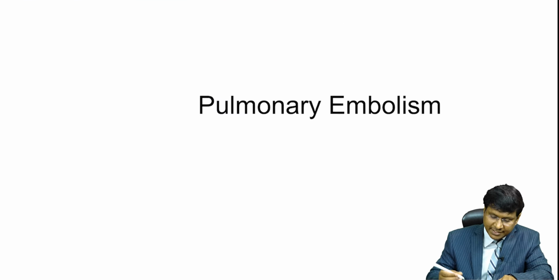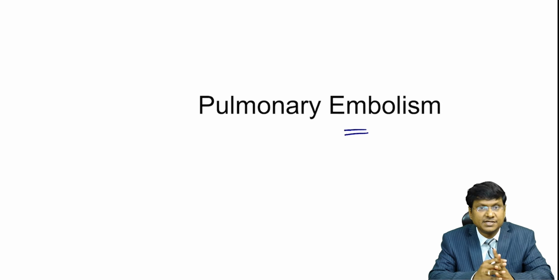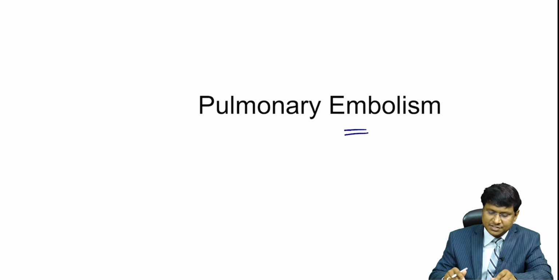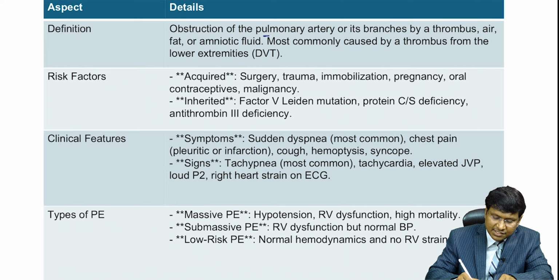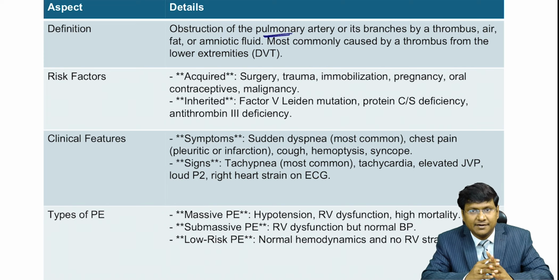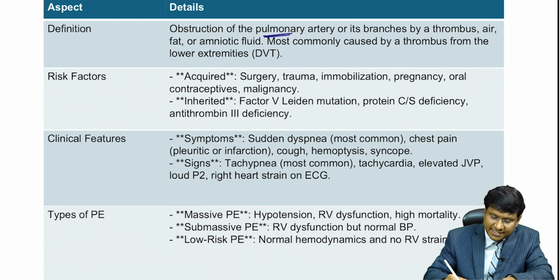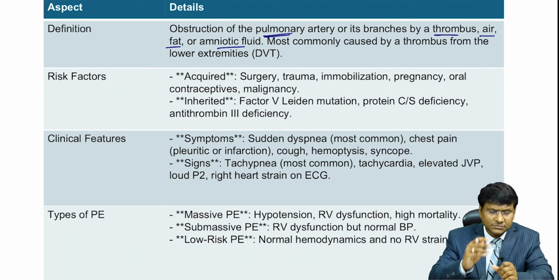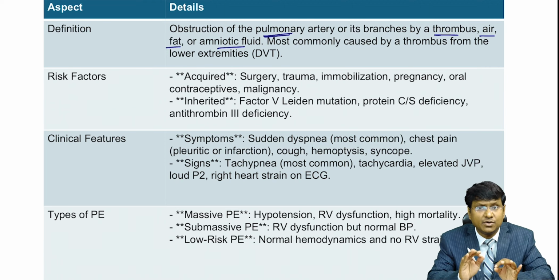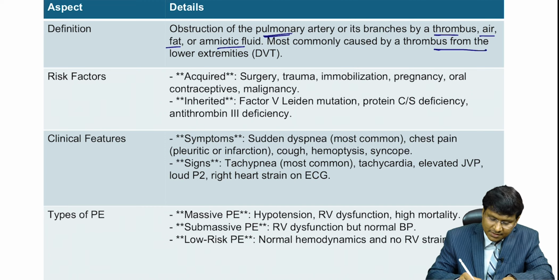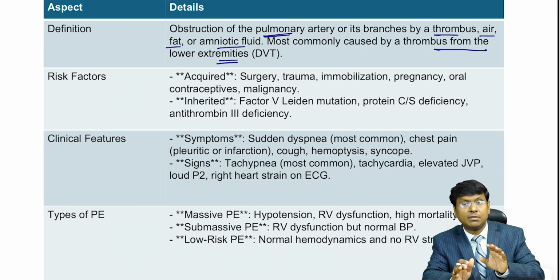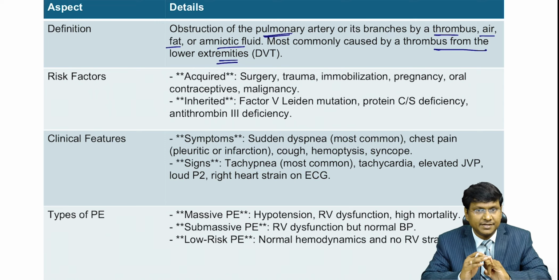Followed by bronchogenic carcinoma, the next important topic for discussion is pulmonary embolism. In pulmonary embolism, you have the presence of a large embolus within the pulmonary artery, causing obstruction to the flow within the pulmonary artery, right? So it is obstruction of the pulmonary artery or its branches by thrombus, air, fat or amniotic fluid. And pulmonary embolism is most commonly caused by thrombus from the lower extremities, right?